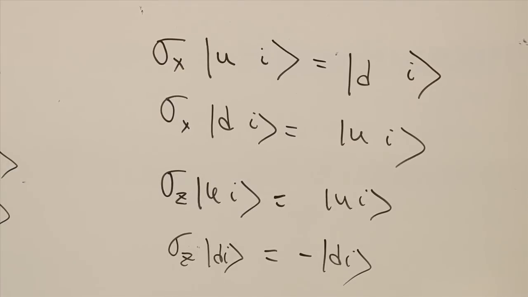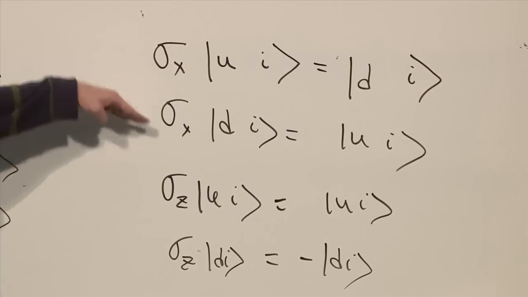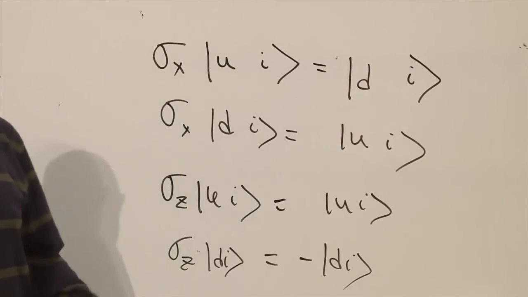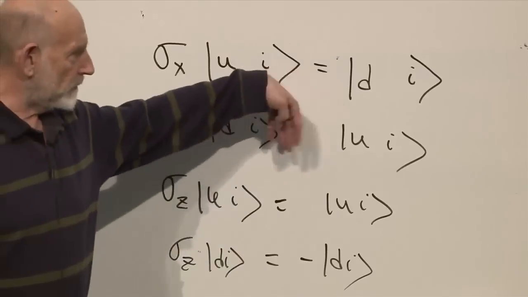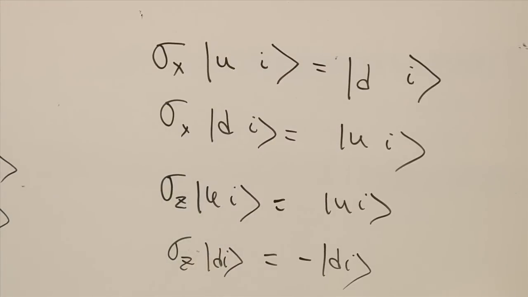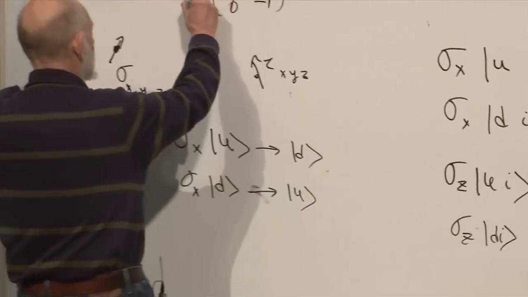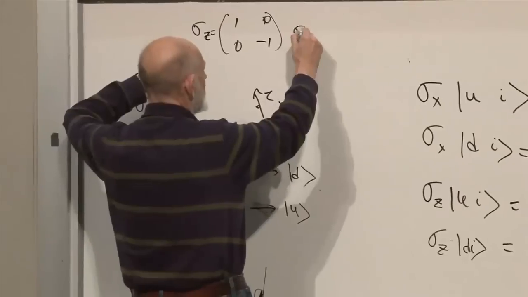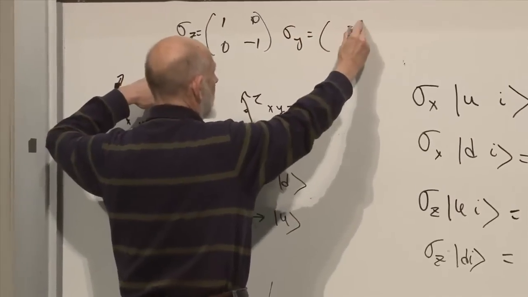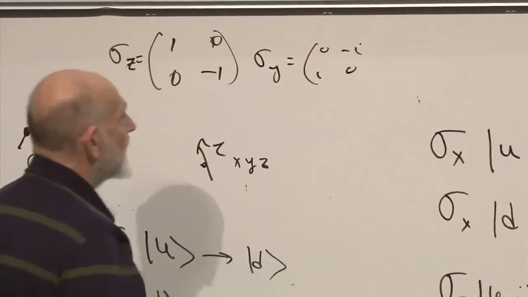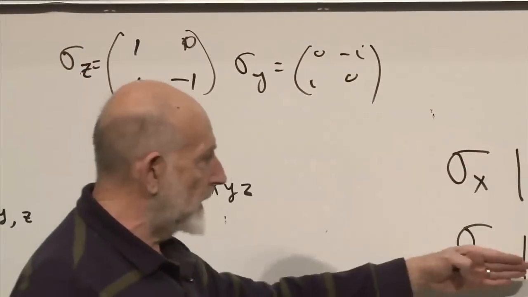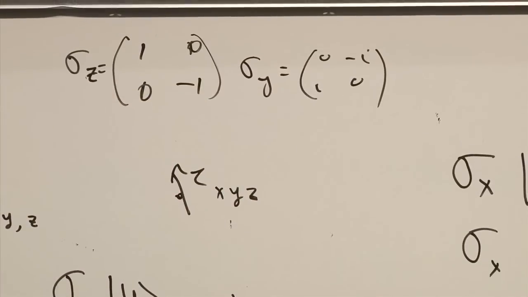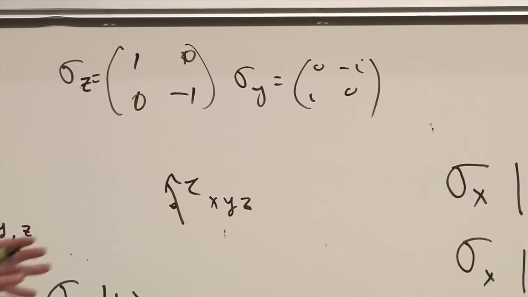How about sigma y? Sigma y does something very much the same as sigma x, except it throws in an I, not this I, but the numerical complex number i, because sigma x was 0, 1, 1, 0, and sigma y was equal to 0, minus i, i, 0. Sigma y also flips up to down and down to up, but it throws in a gratuitous i here and there. Okay, so that's what sigma does.